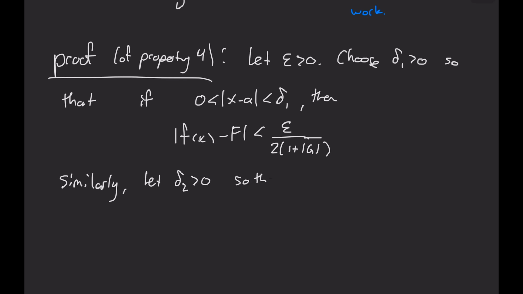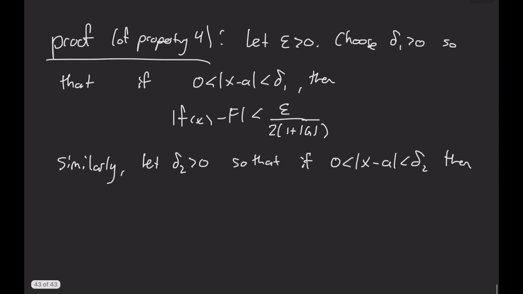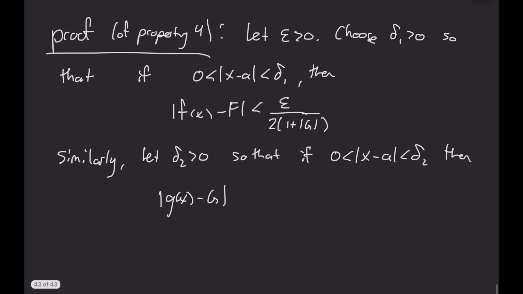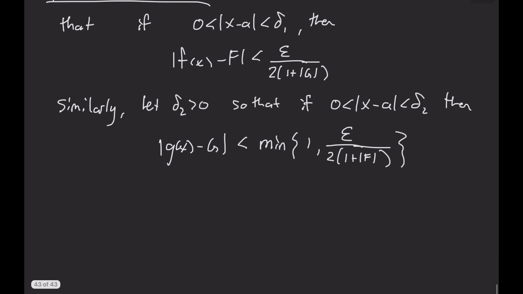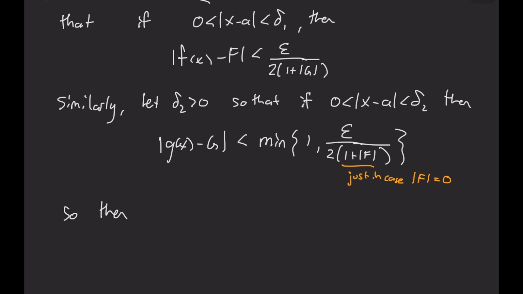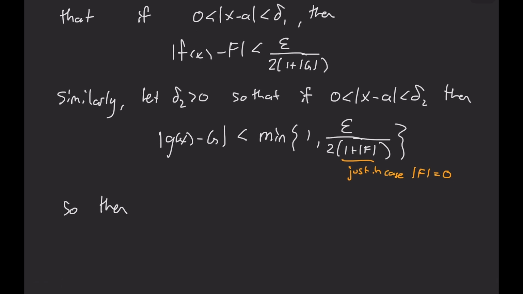Similarly, we want to pick a delta 2 greater than 0 so that if x minus a is less than delta 2, then we get a condition on the g's. So absolute value of g of x minus capital G is less than the minimum of 1 and epsilon over 2 times 1 plus the absolute value of capital F. Okay, so that 1 appears to get the inequality that we saw above, and adding the 1 in this denominator here just avoids the situation where capital F is equal to 0. We don't want to be dividing by 0.